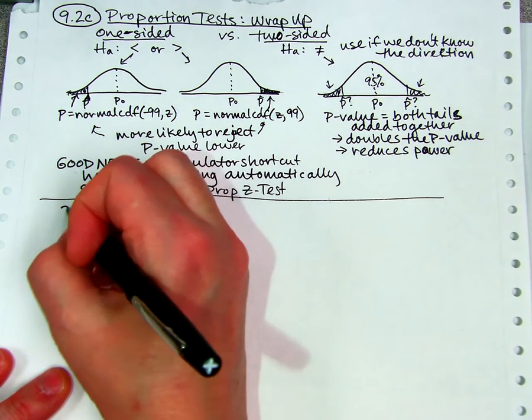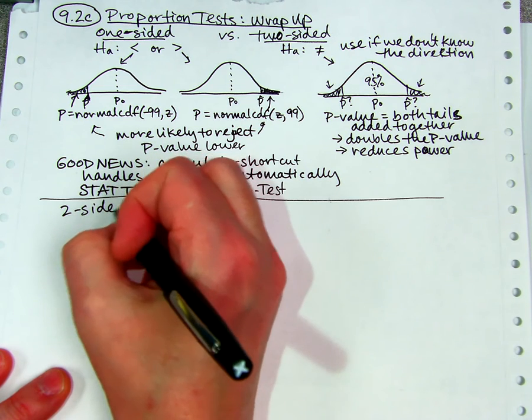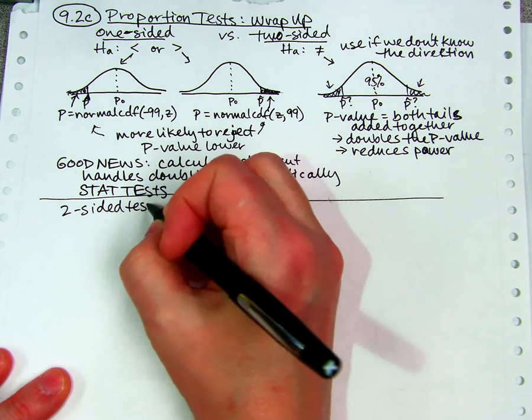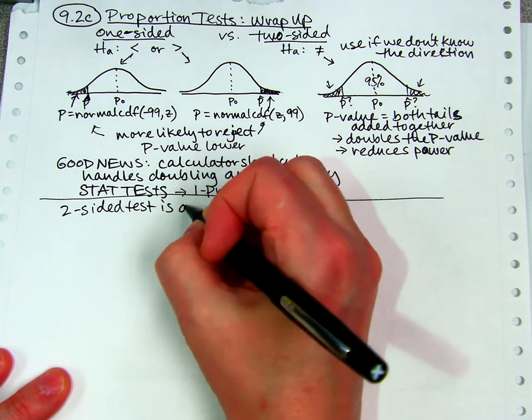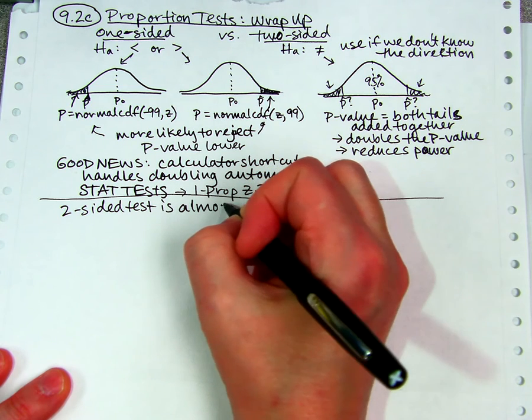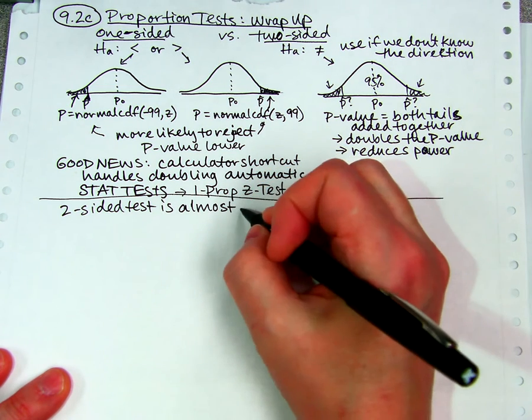The two-sided test is almost equivalent to a confidence interval. I'll tell you why the "almost" in just a minute.